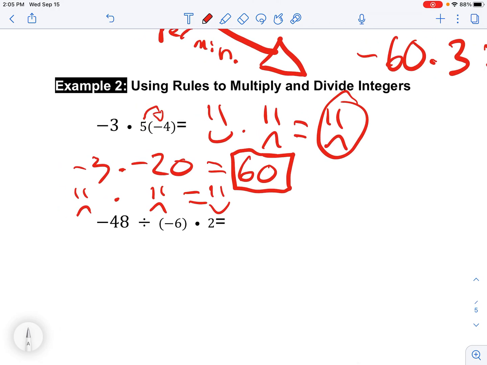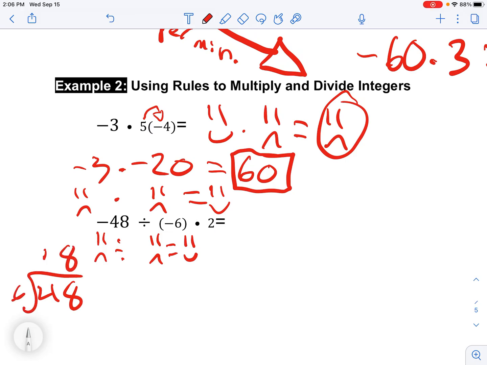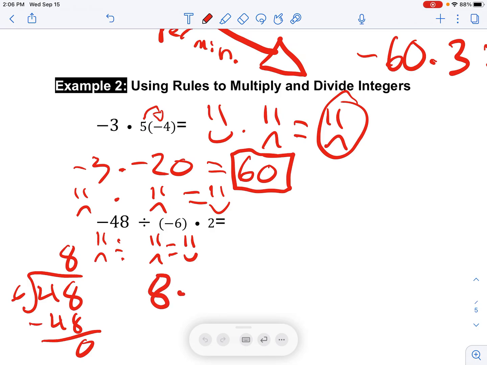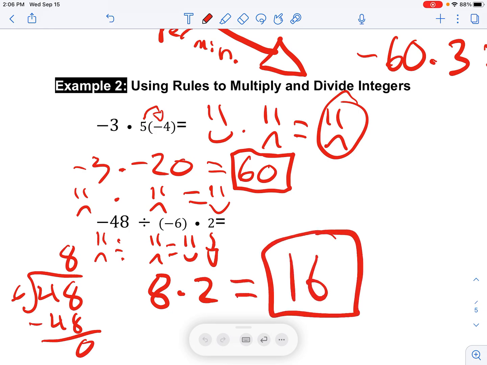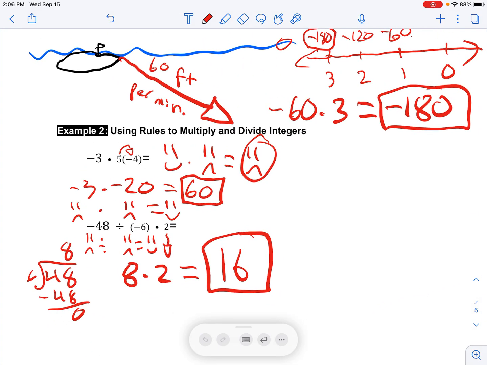So let's start with negative 48 divided by negative 6. Negative 48 divided by negative 6 is going to equal a positive 8. Okay? So I can double check. I say, yep, that's perfect. So I know that I'm left with 8, positive 8, multiplied by 2. You can't forget to bring down that 2. And of course, a positive times a positive, happy times happy equals happy.